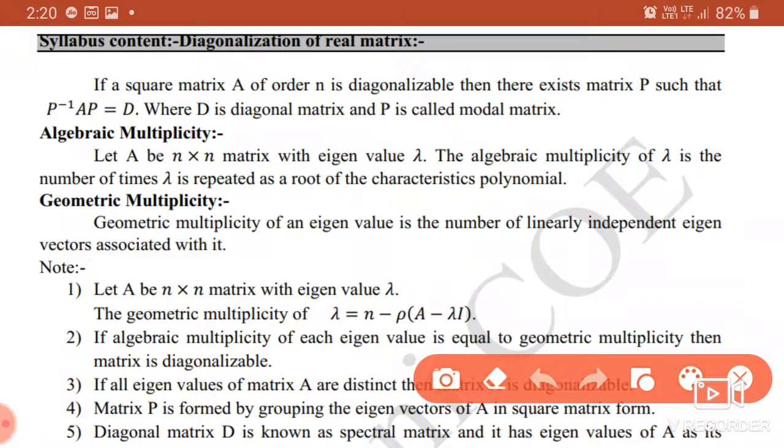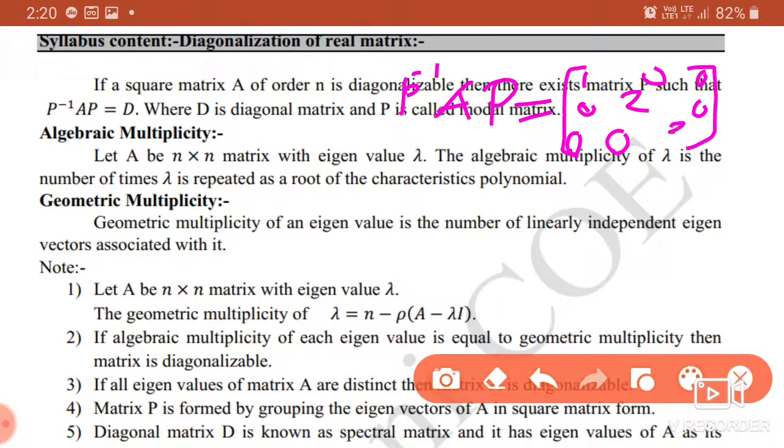Now if we find this P inverse AP, P inverse A into P, then this D matrix is nothing but the diagonal matrix. What is a diagonal matrix? Only diagonal elements are present, and non-diagonal elements are 0. Now the diagonal elements are nothing but the eigenvalues. So suppose the eigenvalues are 1, 2, 3, then this will be the answer for the P inverse AP matrix, where P is a modal matrix which is formed by the columns of eigenvectors.